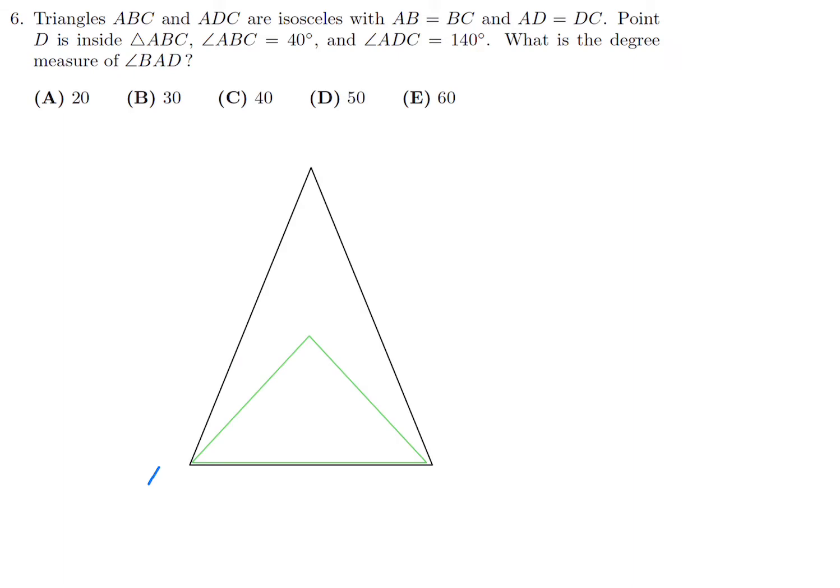This is our diagram. Here is A, here is B and C, and they tell me that AB is equal to BC. And ABC, this angle in here, is 40 degrees. Then they give me another point, D, and we create another triangle inside. And AD is equal to DC. And they tell me that ADC is 140. All right, and then they want me to figure out BAD, so this angle, I'll call it X.